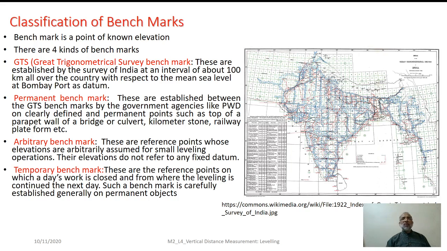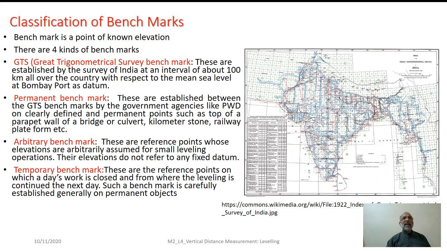Let's speak more about the benchmarks. So, in simple terms, benchmark is nothing but point of known elevation. As we discussed previously, elevation is nothing but the reduced level. It is nothing but the height of that particular point with respect to the datum.